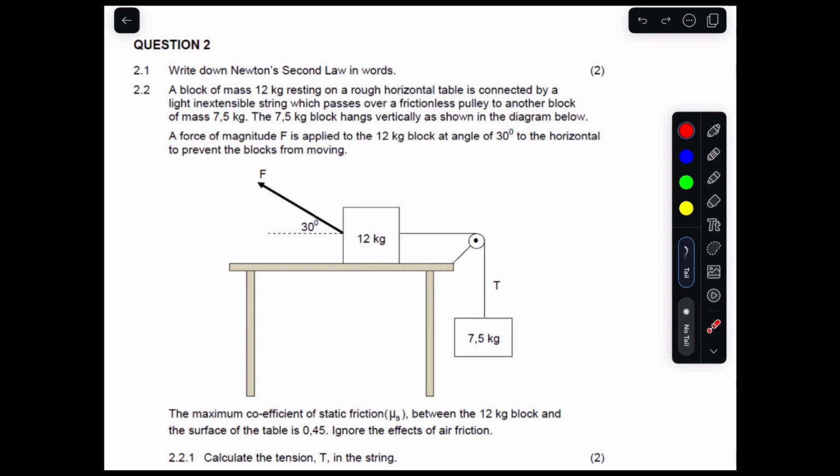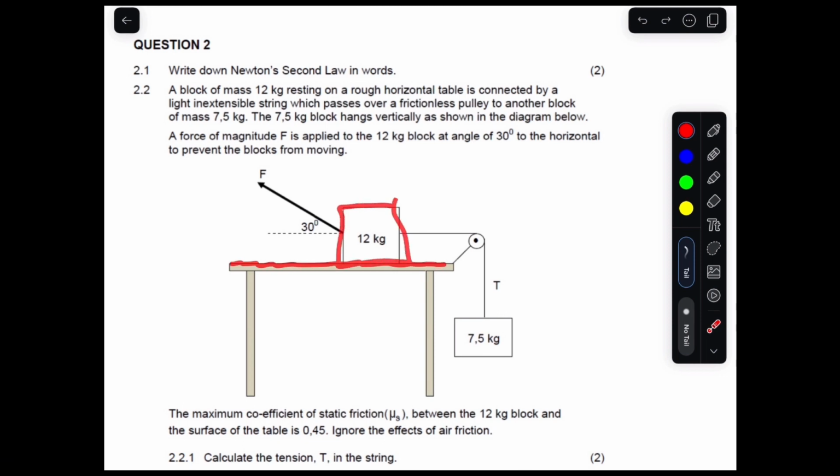mass. Right now, it says a block with a mass of 12 kg resting on a rough horizontal table is connected by a light inextensible string which passes over a frictionless pulley to another block of mass 7.5 kg. Okay, now they talk about this.